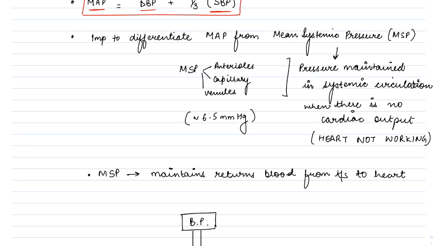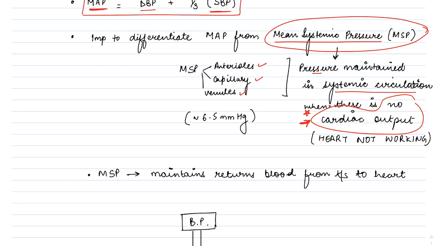Okay, so this mean arterial pressure should be differentiated from the mean systemic pressure, MSP. The mean systemic pressure is the pressure which is maintained in the systemic circulation when there is no cardiac output. That is, the heart is not working. When the heart is not working, the pressure maintained in the arteries, capillaries, and venules is called the mean systemic pressure. So, mean arterial pressure is the pressure when there is cardiac output present.